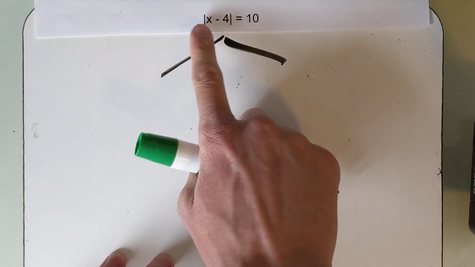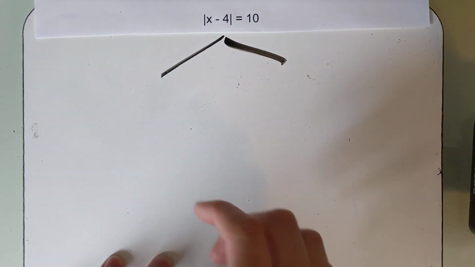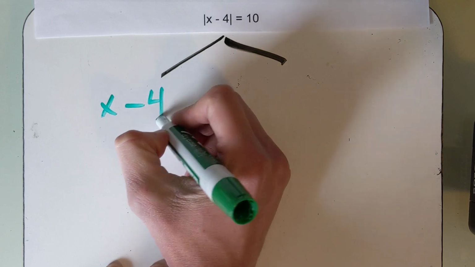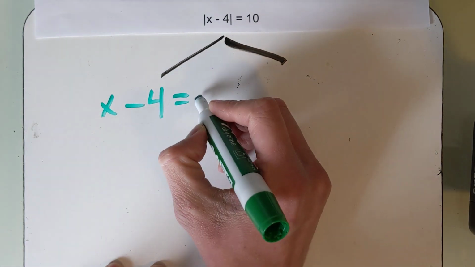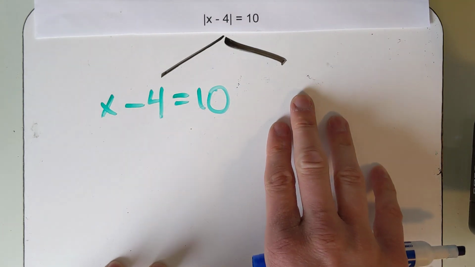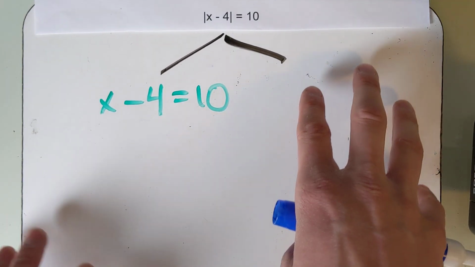Let's just go ahead and start by copying this down to our first question. So we're just going to copy down x minus 4, but we're getting rid of that absolute value sign. So we're just going to write x minus 4 is equal to 10. And of course, on this side, we know our other answer is going to be a negative answer. So that means we actually need to create a negative equation.